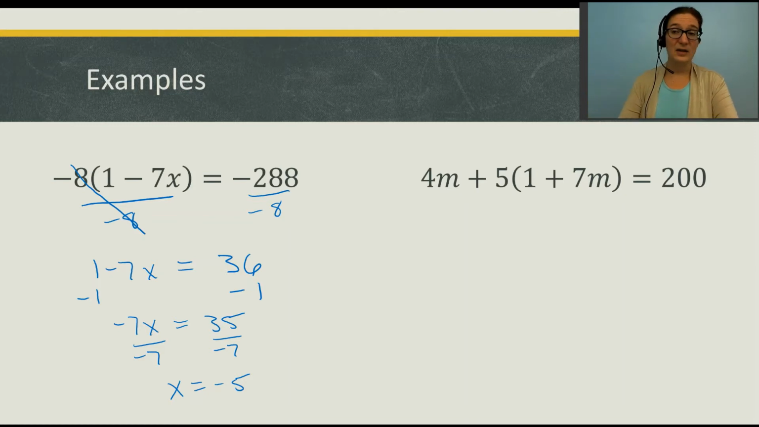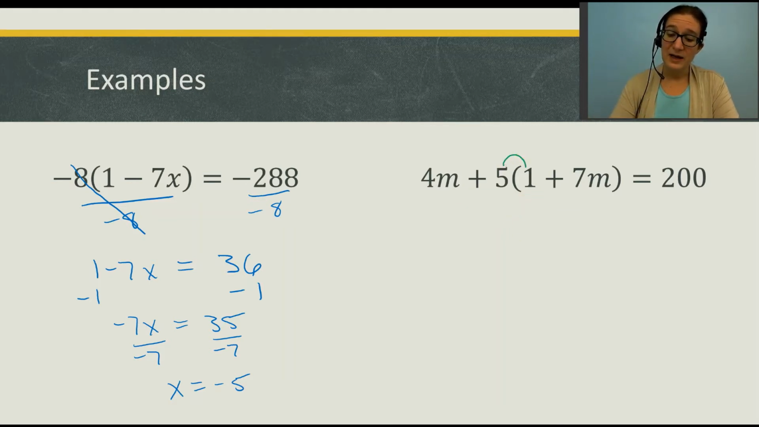Now let's take a look at our one on the right, which is a little bit more complicated. So we want to make sure, again, we're getting rid of these parentheses. Now we can't divide this 5 off because in order to be able to go through the whole problem, I'd have to divide the entire side by 5, which means I'd have 4/5 m over here, which is just kind of ugly to work with. We don't really want to do that if we can help it. So we're going to distribute this 5 instead.